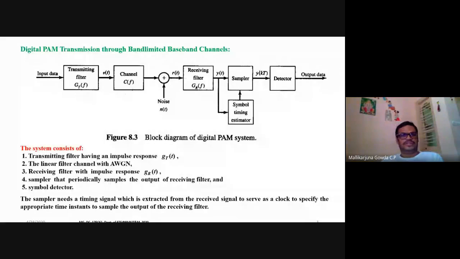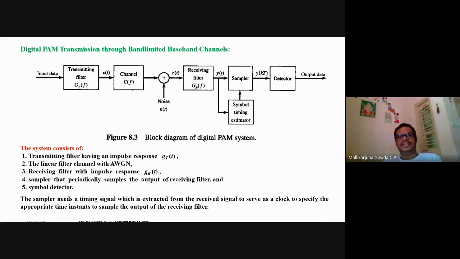We discussed this yesterday: a linear filter channel. Then noise will be added in the channel. The transmitting filter and channel together I can represent as h(t), and noise is added to that. That will be r(t), the received signal at the receiver.